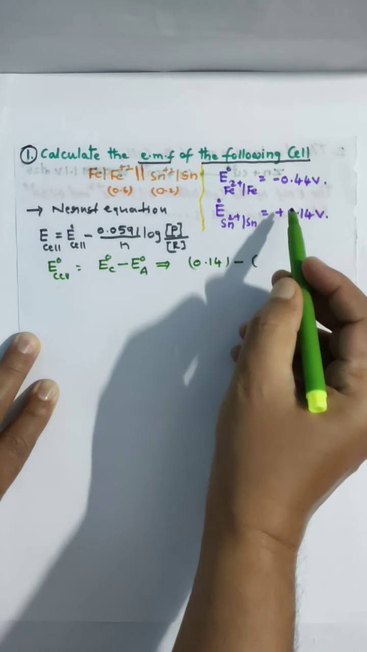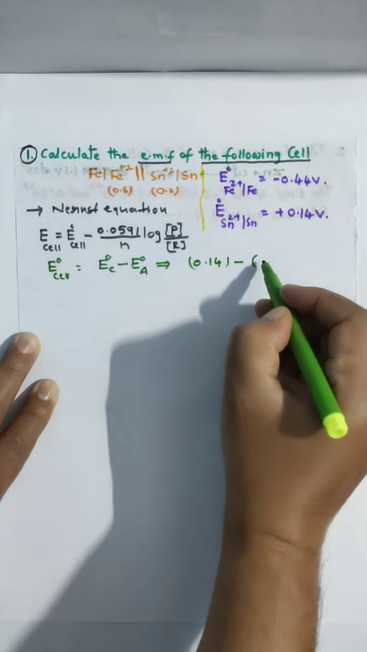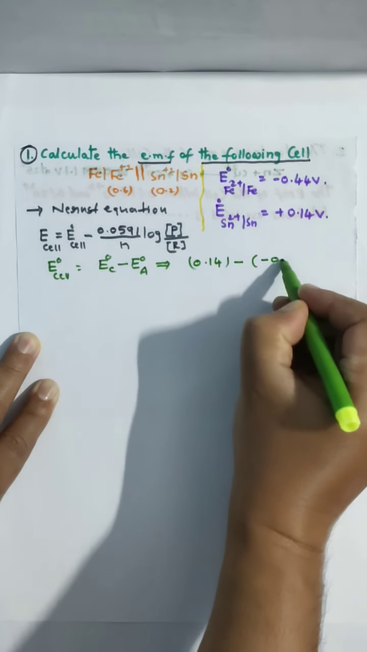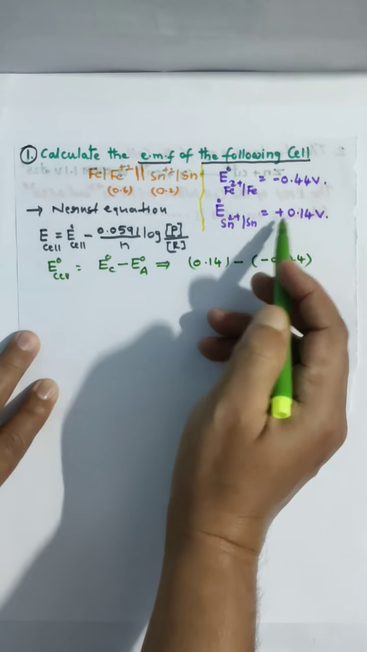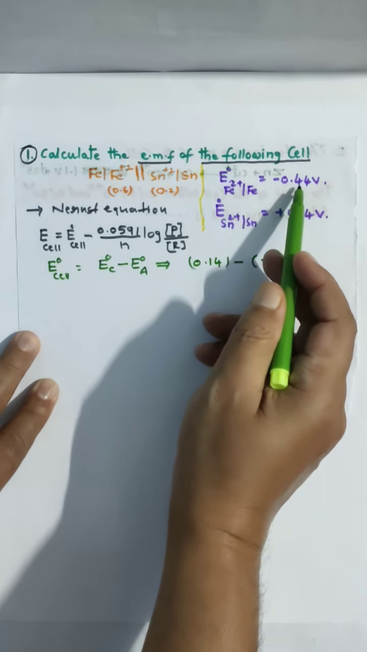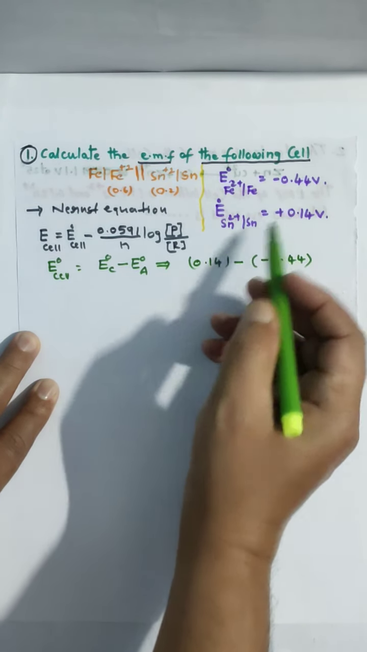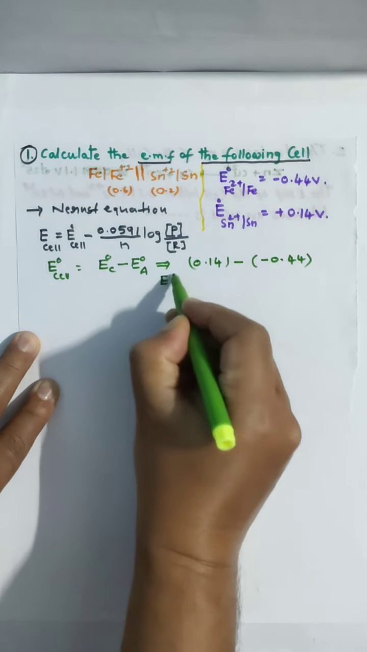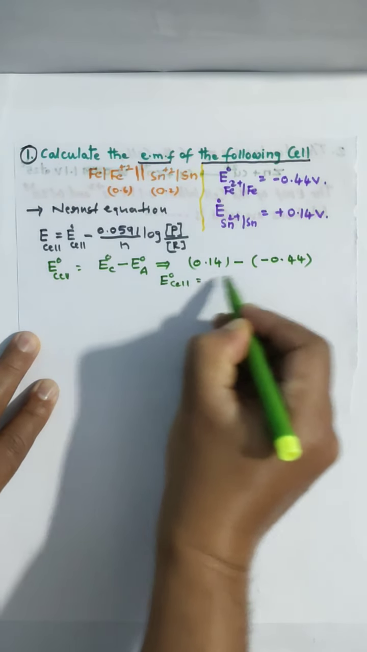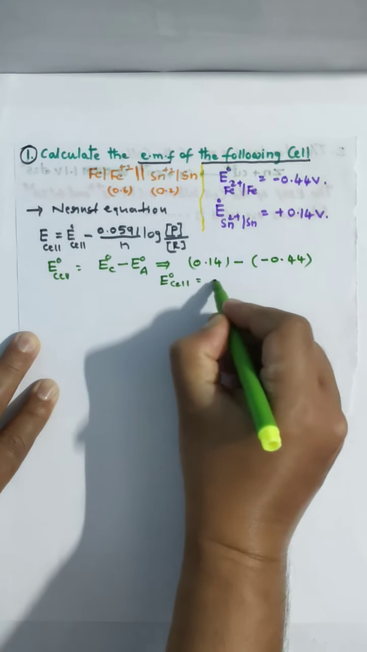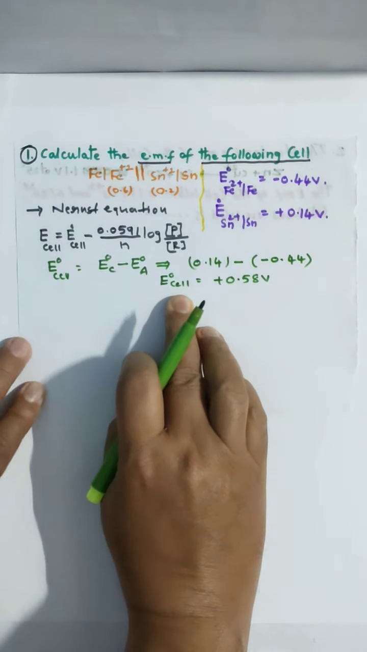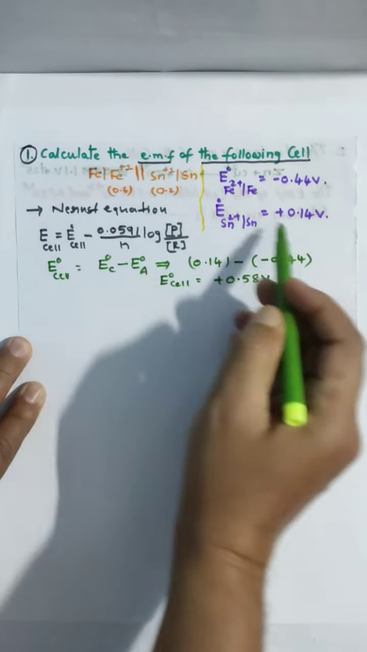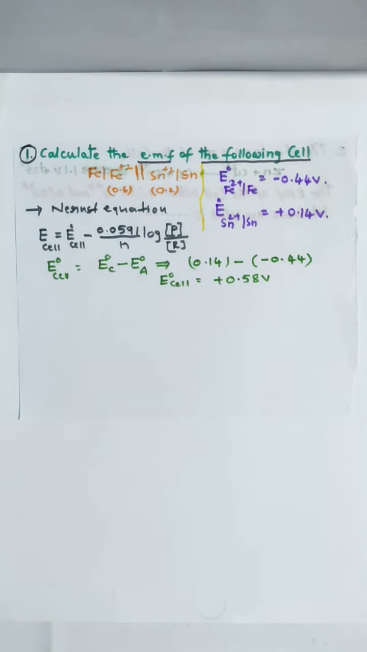Anode means oxidation, cathode means reduction. So the anode is minus 0.44. Which you have to take as anode and which as cathode: where oxidation takes place, that is the anode; where reduction takes place, that is the cathode. Now E naught cell, if you simplify, is plus 0.58 volt. Now we have E naught cell and the concentrations, and the remaining we have to substitute in the formula.